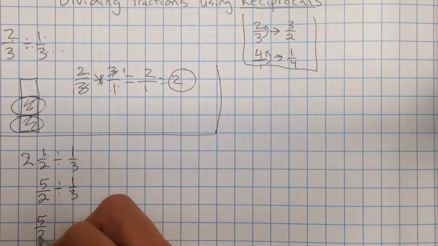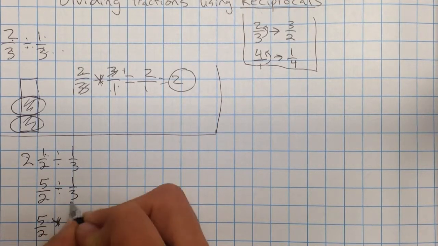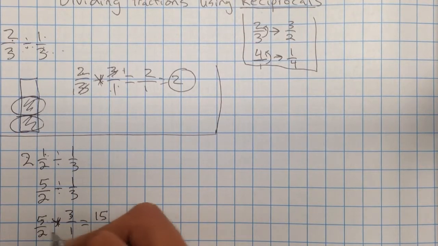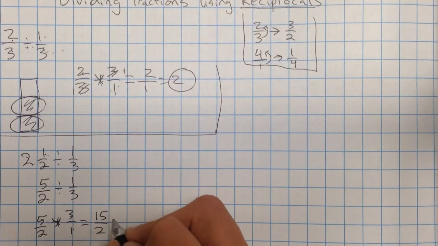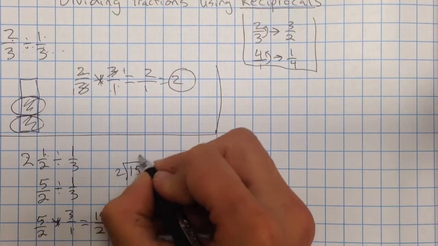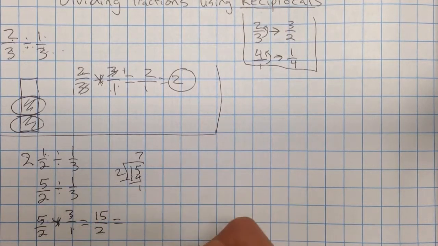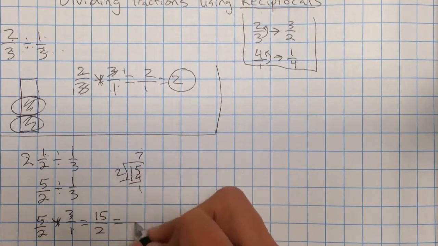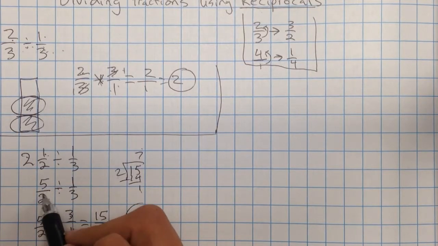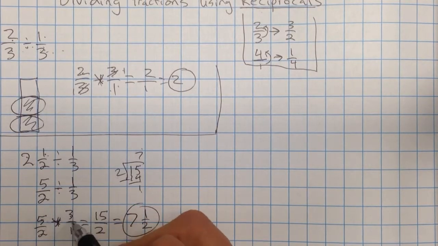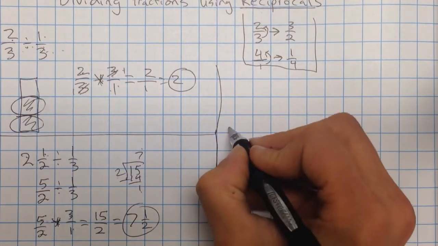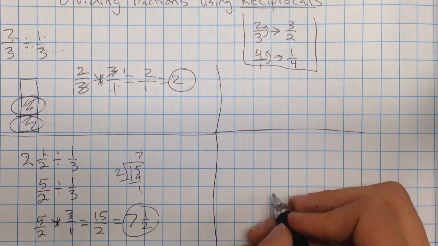So we've got 5/2, change it to multiplication, flip the second number. 5 times 3 is 15, 2 times 1 is 2, and then we just have to turn that into a mixed number. 15 divided by 2 goes in 7 times, with 1 piece left over. So 7 1/2 would be the answer for that. So turn it to improper, change it to multiplication, and do the reciprocal of the second number. All right, we'll do one more example.